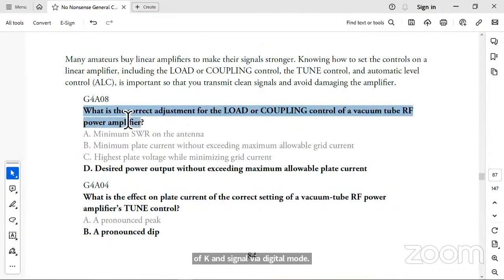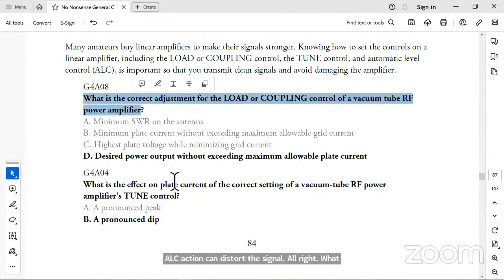All right. What is the correct adjustment for the load or coupling control of a vacuum tube RF power amplifier? The answer is desired power output without exceeding maximum allowable plate current. That is the correct adjustment. You maximize your RF output, but you do not exceed the tube plate current.